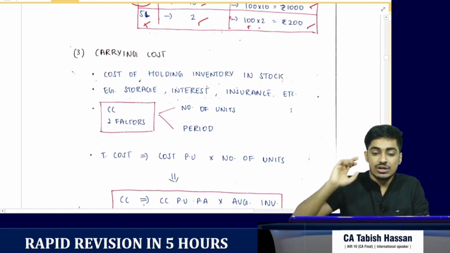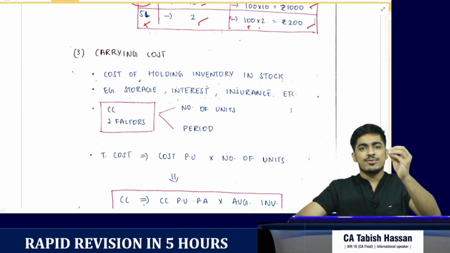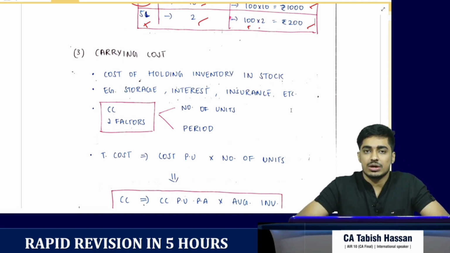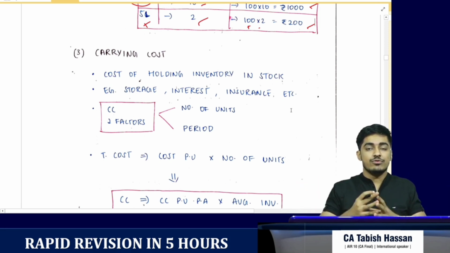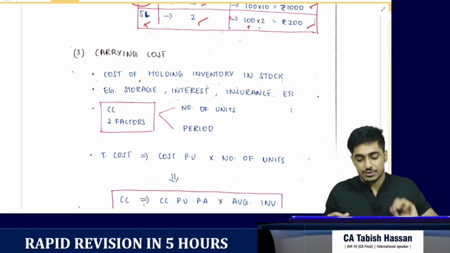Carrying cost depends majorly on two factors. First is the number of units. Suppose I have only 1 unit. I have to hold only 1 unit. Then I'll have a very small godown. So I will incur less cost. Suppose I have 10,000 units. I have so many units, so I have to get a big godown. So I have to incur more cost. So it depends on number of units.